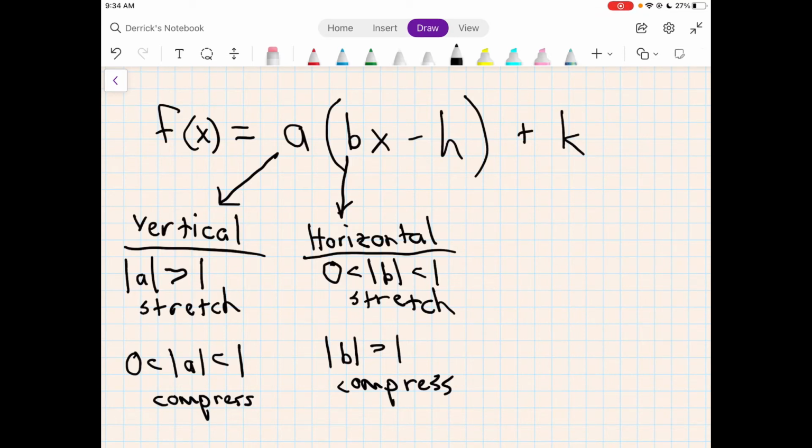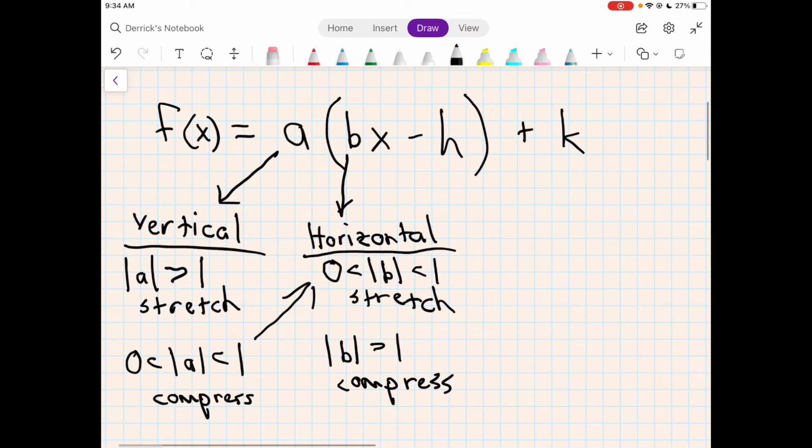A vertical stretch and a horizontal compression are going to effectively do the same thing visually to the graph. On that same token, a vertical compression and a horizontal stretch are going to effectively do the same thing visually on a graph. So we don't really have different rules here. It just kind of looks like they are opposites.